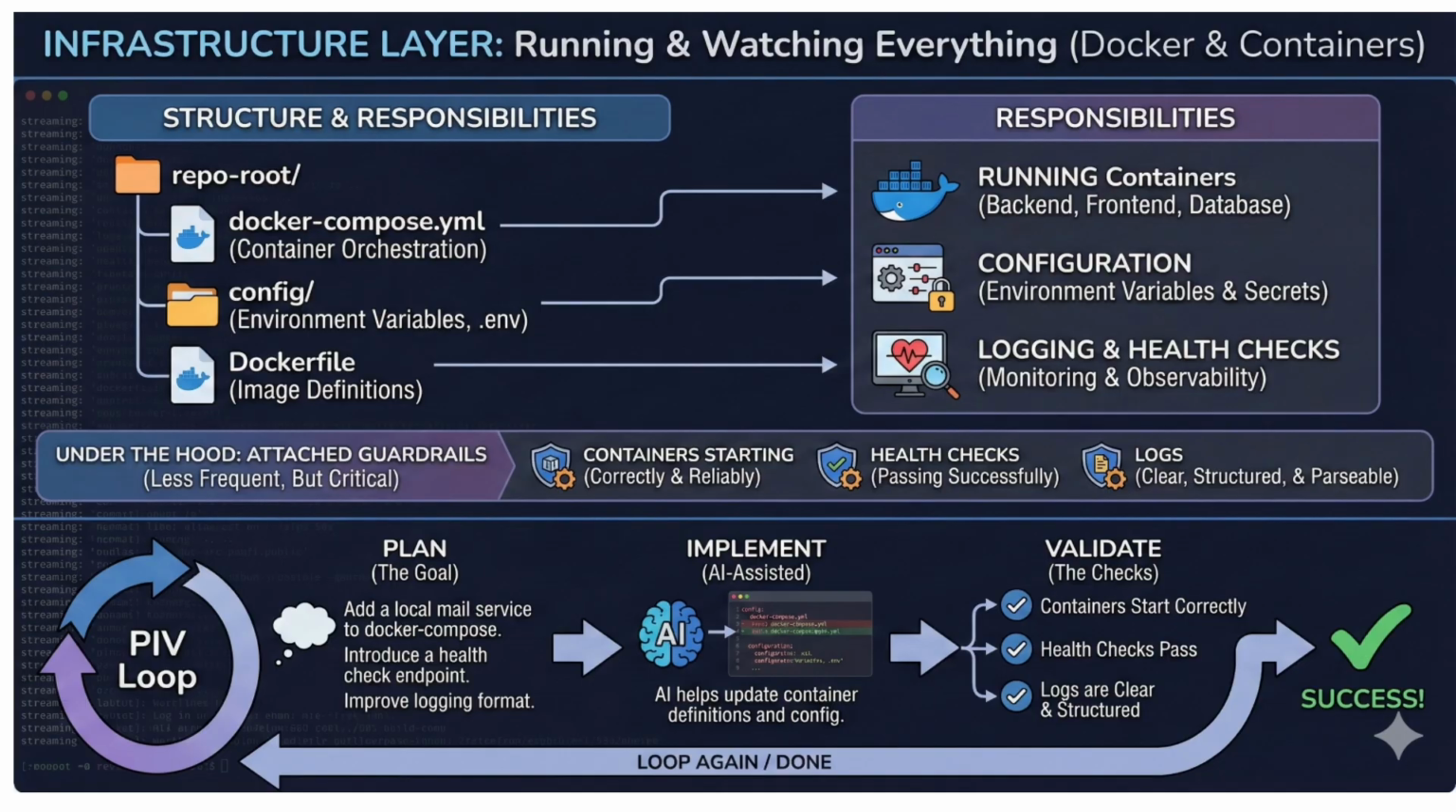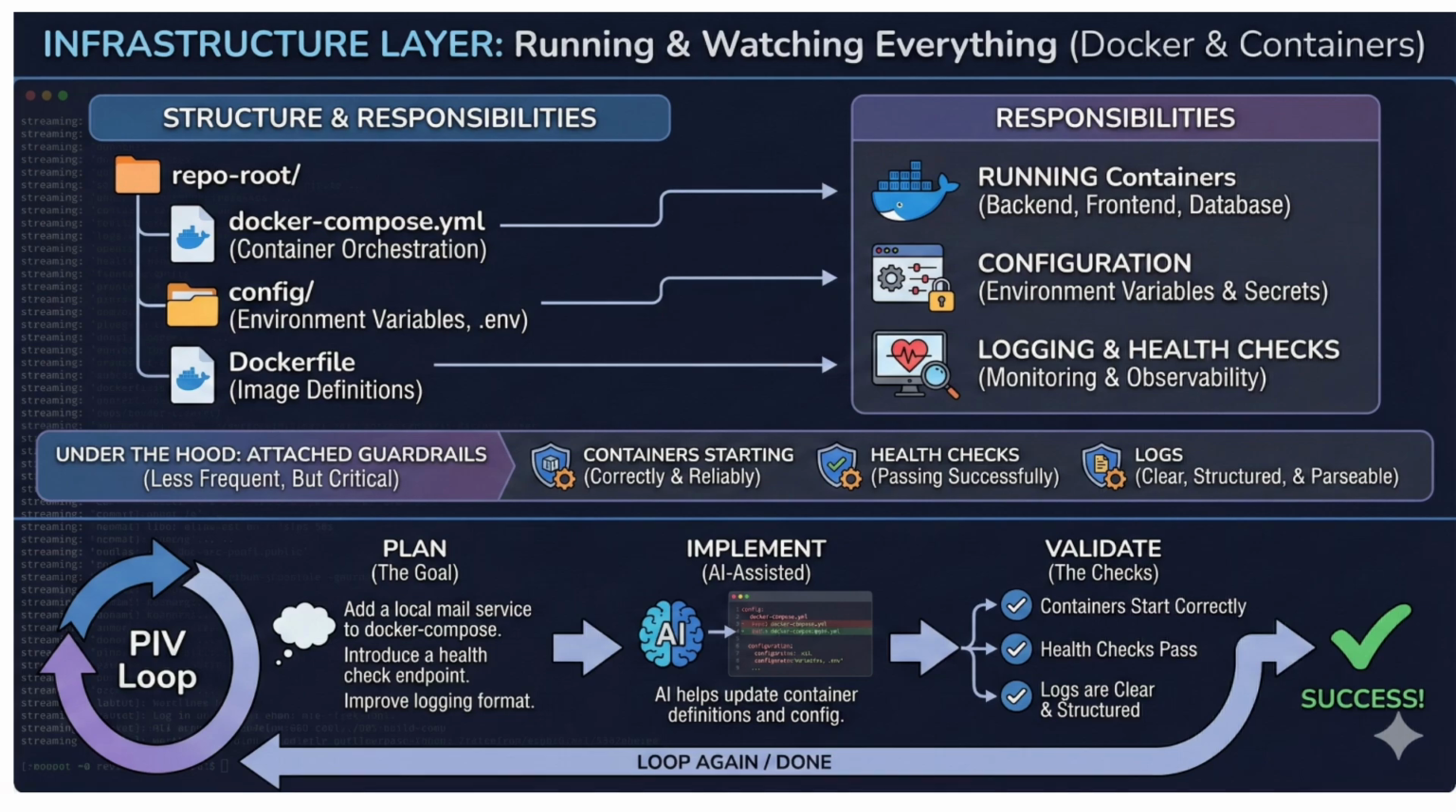Finally, we've got the infrastructure layer: how everything runs and how we watch it. In your Foundations repo, that includes things like Docker and Docker Compose files to run the backend, front end, and database in containers, environment variables and config for different environments, and logging and health checks for monitoring. Infra PIV loops are less frequent but really important.